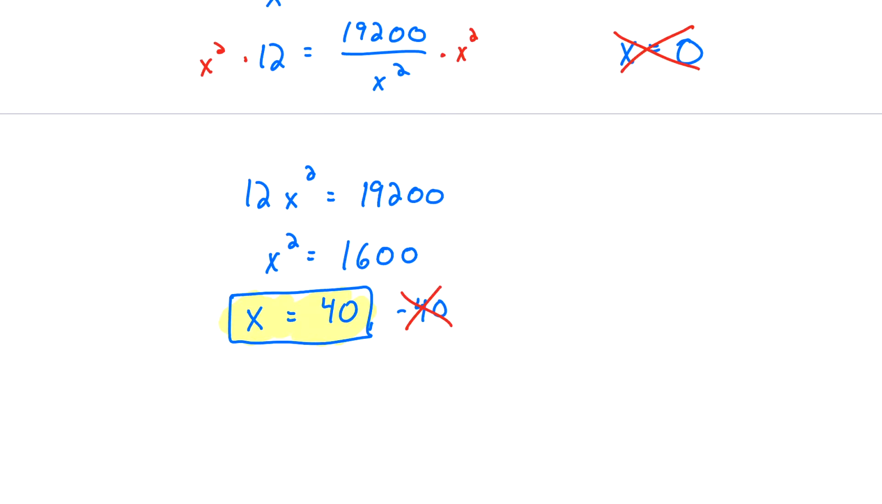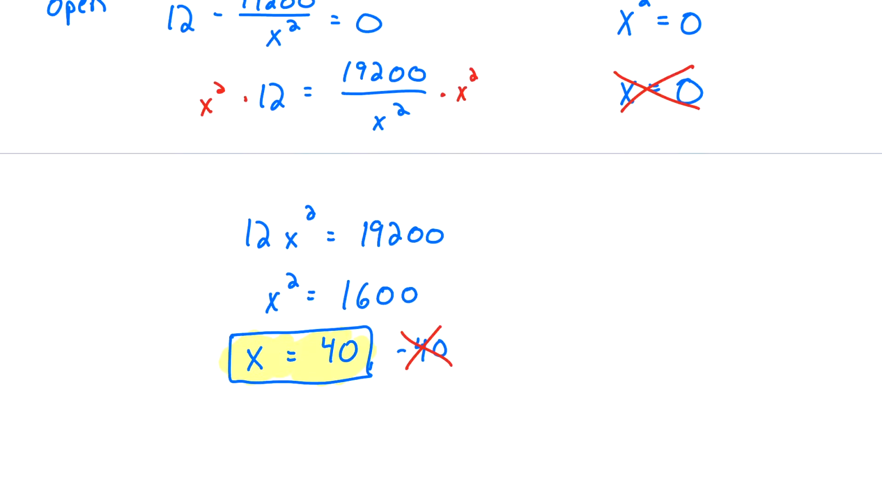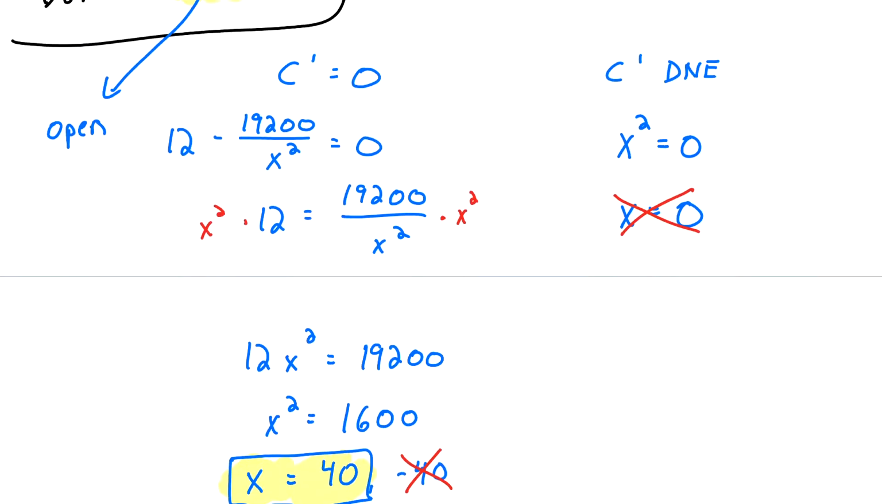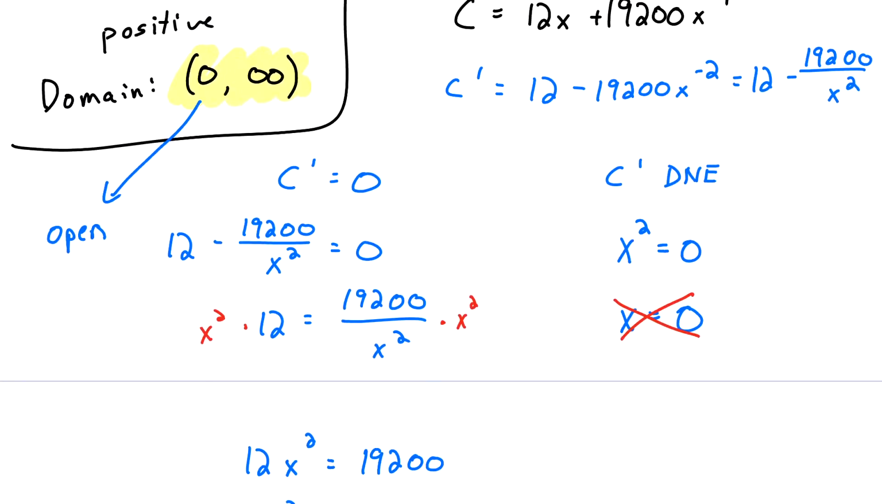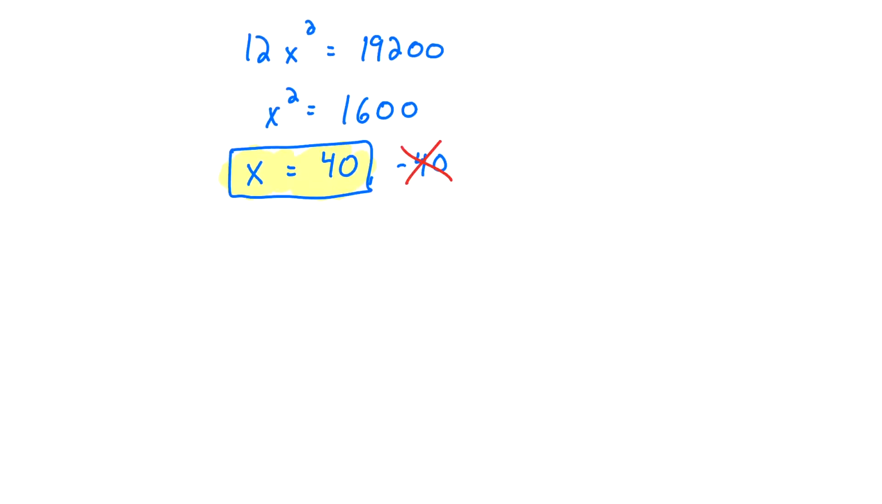At this point, now we just need to show that x equals 40 is in fact a minimum. So you can do that using either the first derivative test or the second derivative test. Either one will work here. I'm going to use the second derivative test just because I like it a little bit better. I'm going to copy this first derivative down here. So here is c prime.